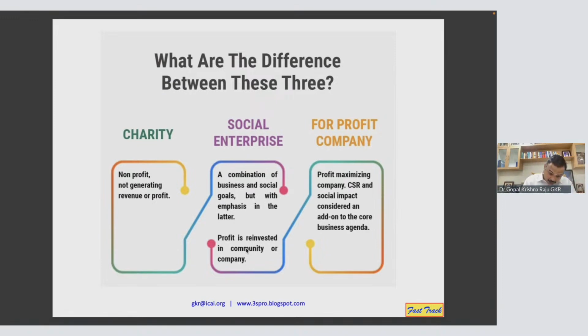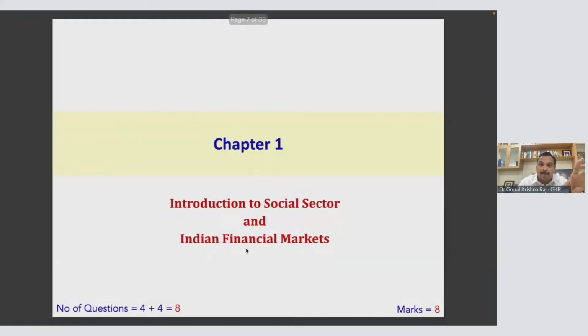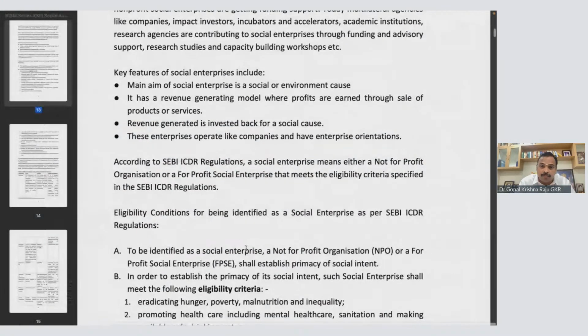Now, understanding this, the United Nations have developed Sustainable Development Goals. This is a goal which everybody shares, so I'll just bring your attention to this first chapter. This is your first chapter on the social sector and Indian financial market. So what is the social sector? What is the social enterprise? I'll go one by one.